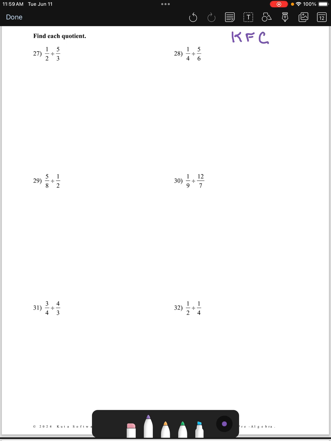Division of fractions. I've got a simple little three-letter acronym to help you remember how to do this. KFC. Keep, flip, change.